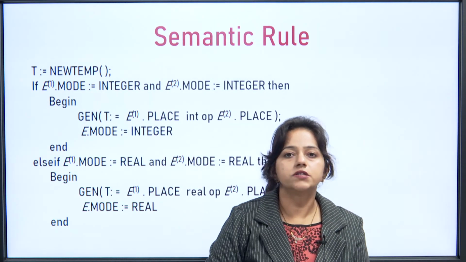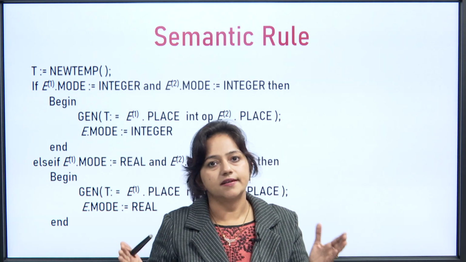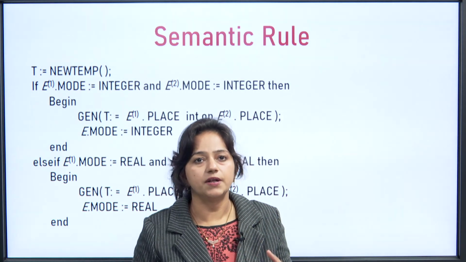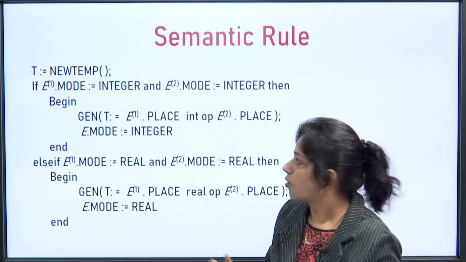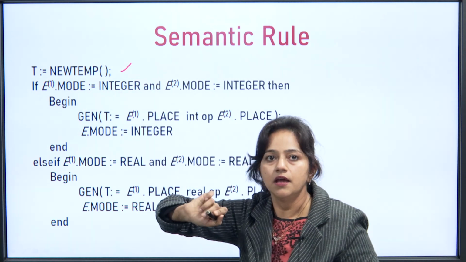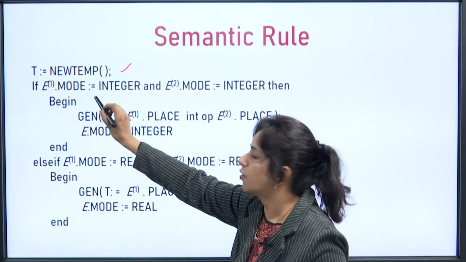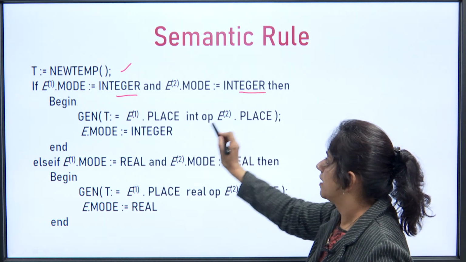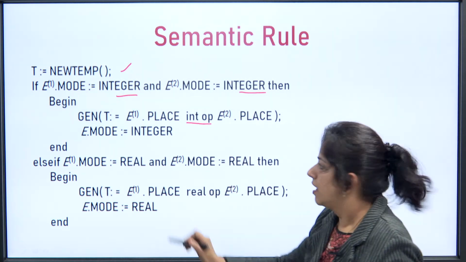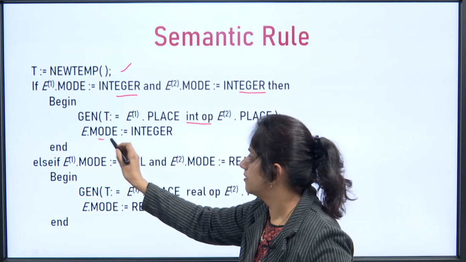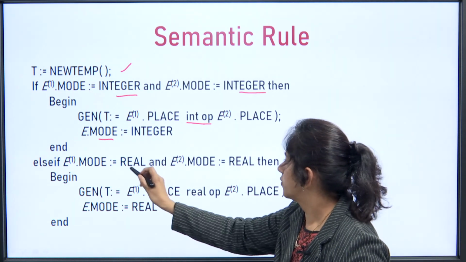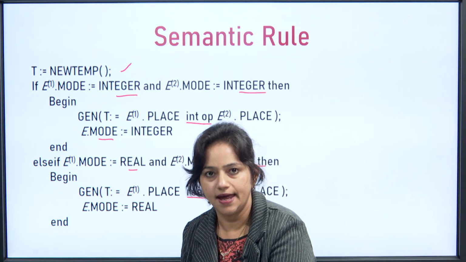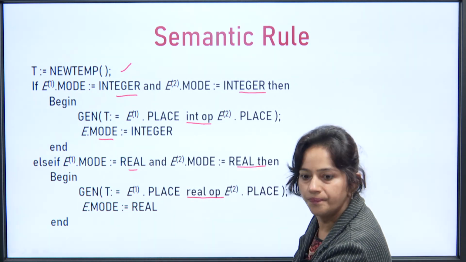Now, if we are talking about arithmetic operations, it is quite possible that apart from integer variables we also have real variables, so there will be a minor change in the code. Here we create the temporary variable and check the mode. Mode means: is it of integer type or real type? If both are of integer type, then we use the integer operator and set E.mode equal to integer. If both are of real type, then we use the real operator and set E.mode equal to real.